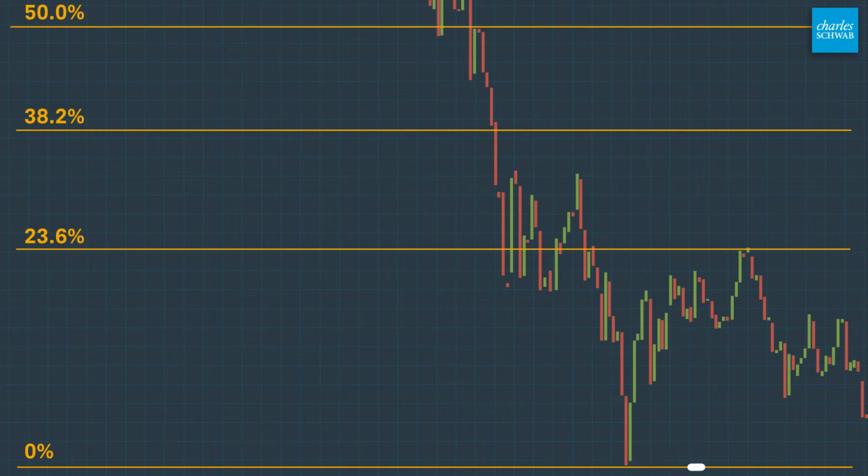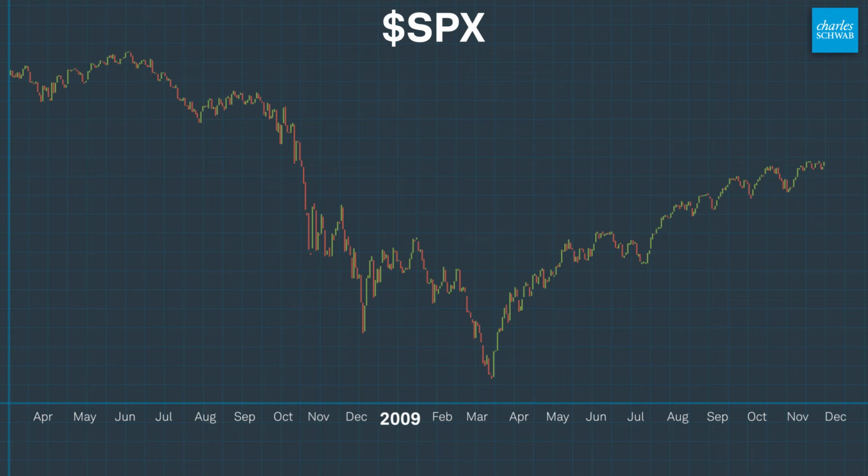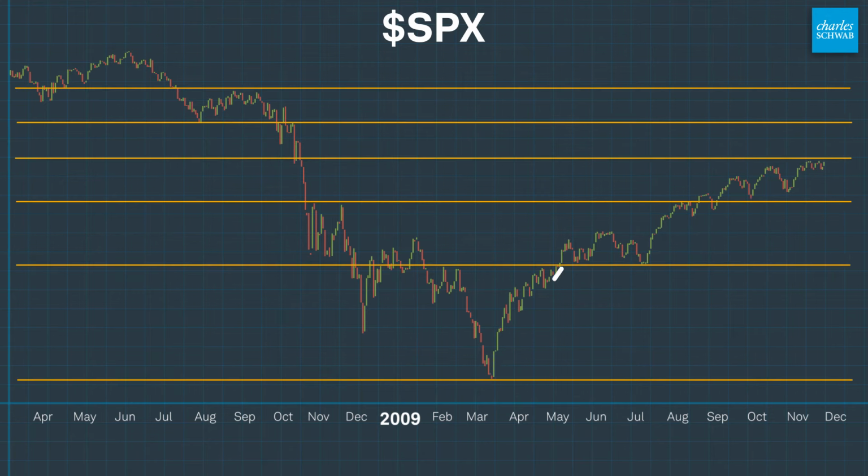The bounce off this $740 level rallied again into the 23.6% retracement level before retreating lower, eventually marking the absolute bottom in March 2009. It eventually retraced and held the 23.6% level before establishing a new short-term uptrend. We can then add the 50-day simple moving average to confirm that upward move.